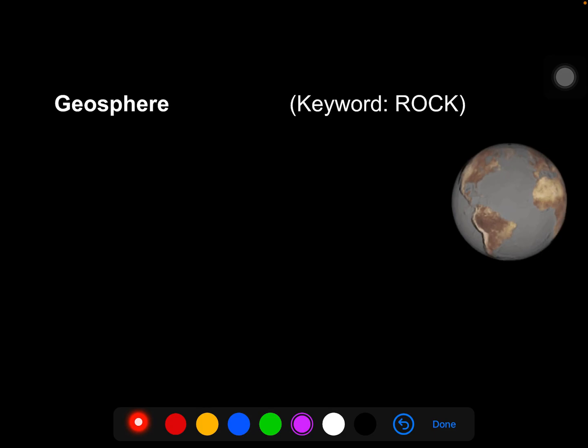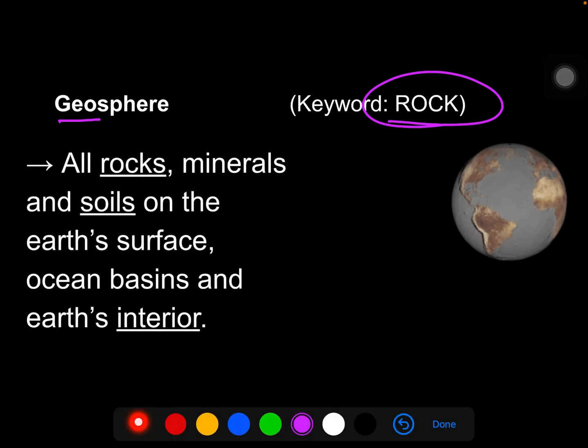Starting with geosphere. So geosphere is our first category, key word being rock. So that should clue us in, give us a reminder that the geosphere is including not only rocks, but also minerals that we can find on the Earth's surface, any soils or sands, different sediments on the Earth's surface, as well as underneath the ocean and inside of the Earth. So remember, the ocean is sitting on top of land that's underneath, so there's lots of sediment and rock there, as well as the Earth's interior, like our asthenosphere, our mantle, our core. Those are all part of this geosphere as well.